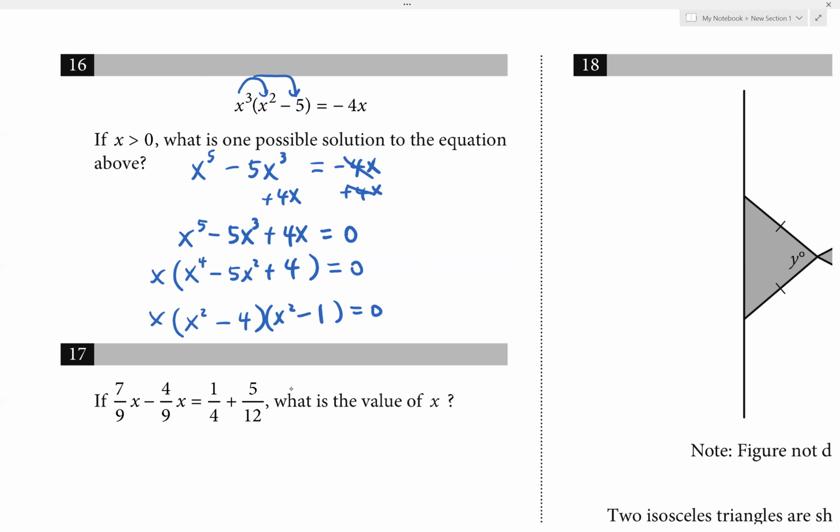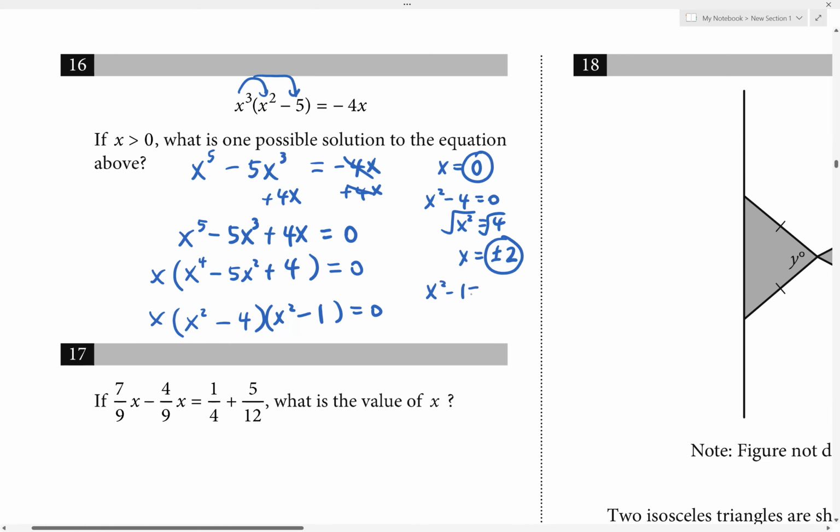And to solve for x, we can set each factor equal to 0 and solve for x. So the first one, x by itself, we set equal to 0. So x equals 0, that's a solution. And here, we have x squared minus 4 equal to 0. Then we add 4 on both sides, get x squared equal to 4. And then take the square root. We get plus or minus 2. So we have positive 2 and negative 2. And lastly, x squared minus 1 equals 0, x squared equal to 1. Take the square root, x equal to plus or minus 1.